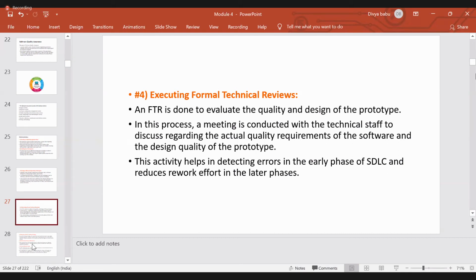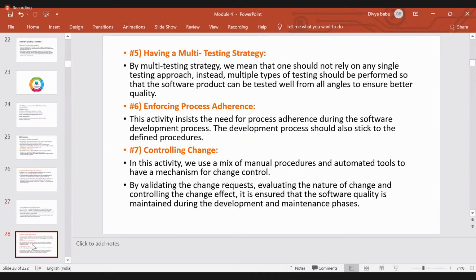Why we are conducting formal technical review. Then having a multi-testing strategy. A single testing strategy should not be expected to give all kinds of errors, all kinds of bugs. So we should try multiple testing strategies. That we will learn in the next unit. Different types of testings are there. And enforcing process adherence and controlling the change.